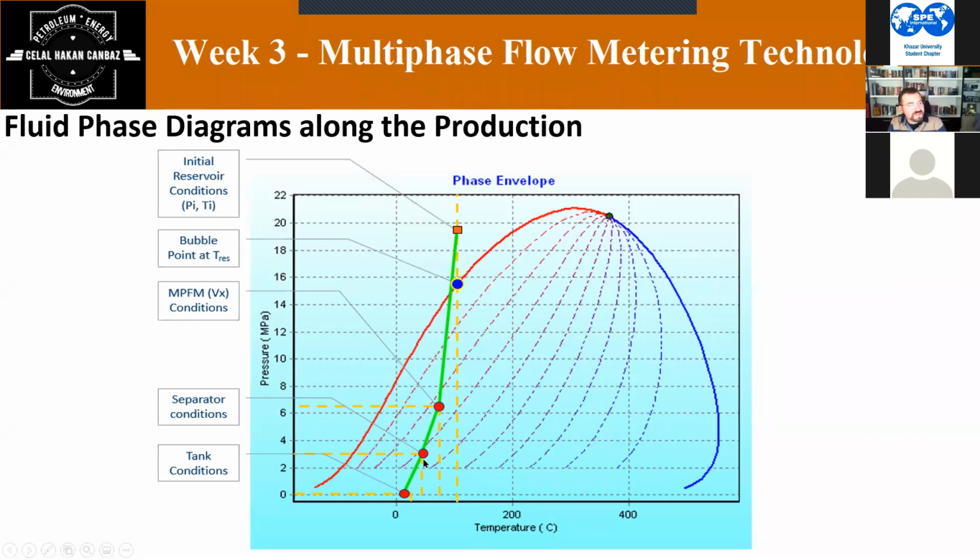So you have to describe all of these to understand how many percent gas and how many percent liquid you have at those certain conditions. That's why we are using the phase diagram. You have to describe the composition and characteristics of that fluid. This is the reason for using the phase diagram.